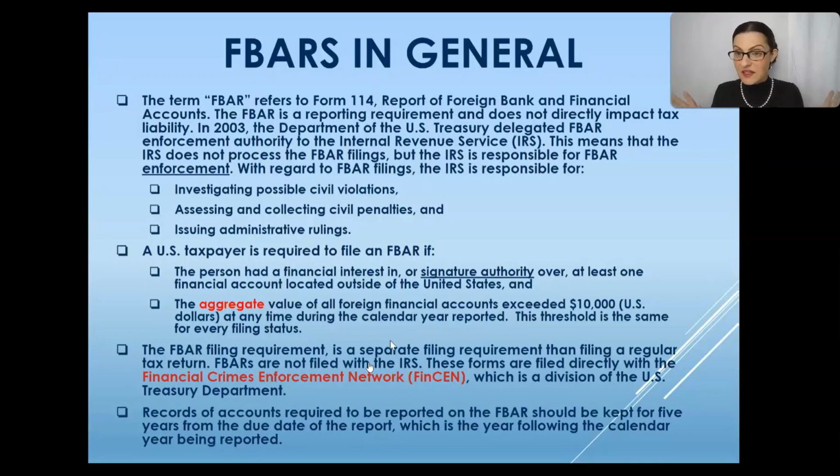It doesn't take very long, but the penalties are huge if you don't file an FBAR, and you are required to file an FBAR. Records of accounts required to be reported on the FBAR should be kept for 5 years from the due date of the report, which is the year following the calendar year being reported. It's a different records retention period because it's Title 31, it's not Title 26. And if you do get in trouble for not filing an FBAR, the IRS can go back 6 years in order to assess penalties against you. And they will assess them for every single year that the FBAR remains unfiled or was not filed.